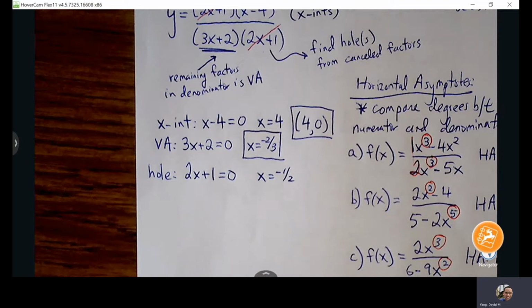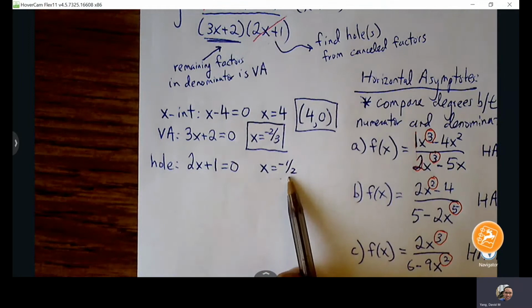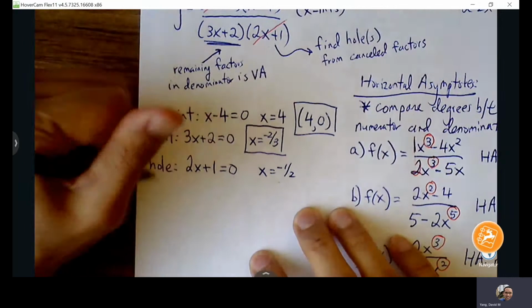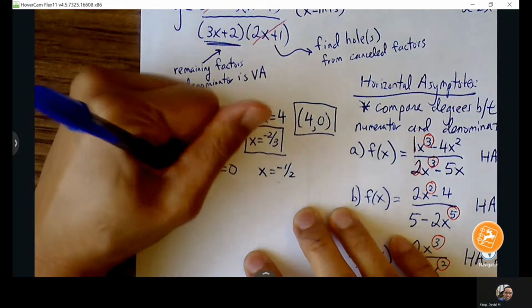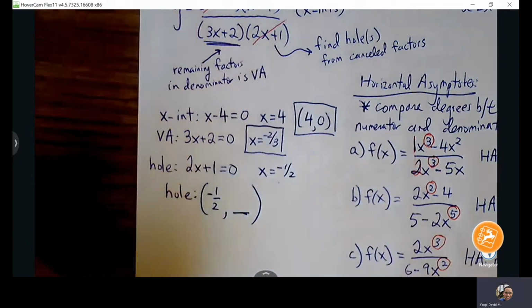But something that's different between holes and vertical asymptotes: these are both locations where the graph doesn't exist, but a vertical asymptote is a line that the graph is never going to cross over. A hole is an ordered pair where the graph is not going to exist. So if I want to find a hole of the graph, I also need to find the y value, because I want to find the physical location on the graph. The way we do that is we take the -1/2 and insert it into the reduced expression of our original function. So the hole is going to have an x value of -1/2, but we need to find the y value.